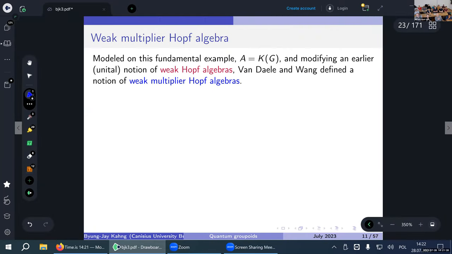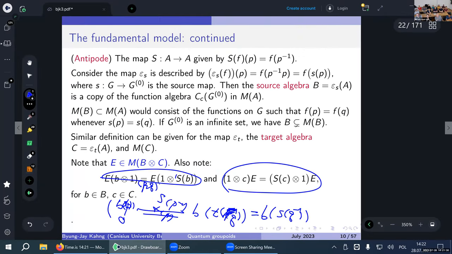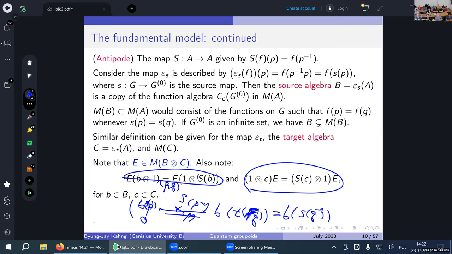So I have a question. Yes, here. These equations could be rewritten by pushing everything to the left. And this would be that E annihilates B tensor 1 minus 1 tensor S of B. Yes. Okay. So this is about what elements annihilate this projection E, this idempotent, let's say. Right, from the right. What's the meaning of this?